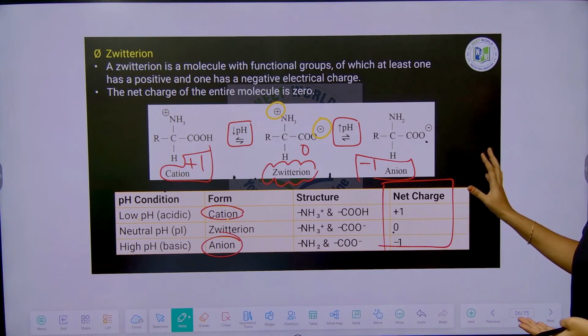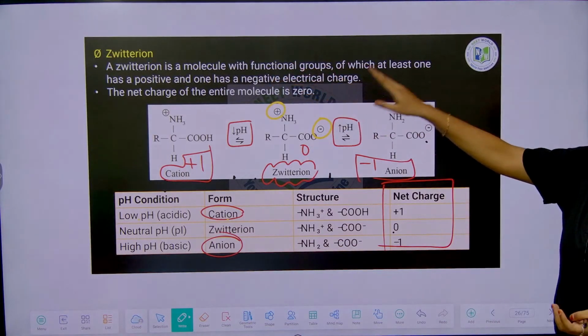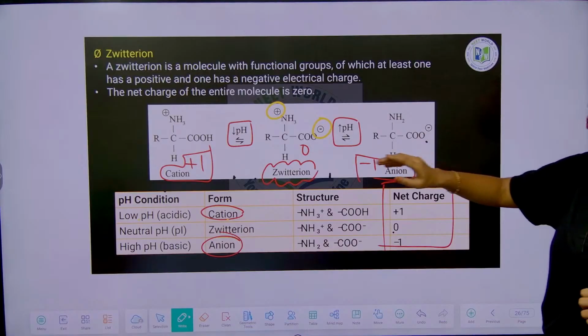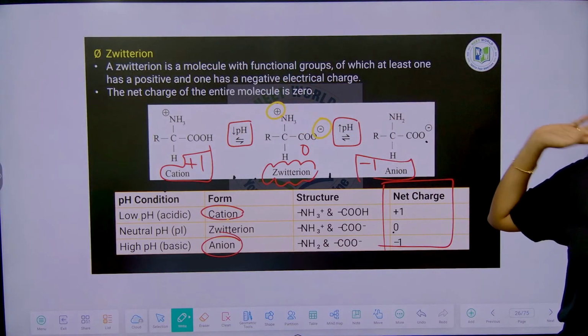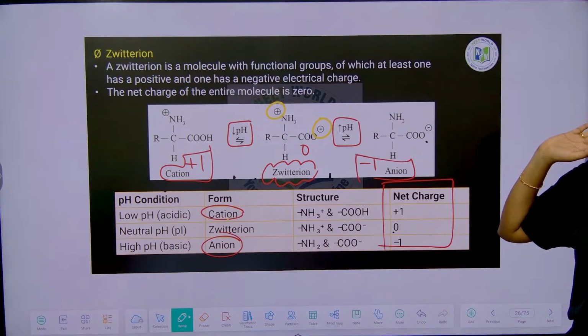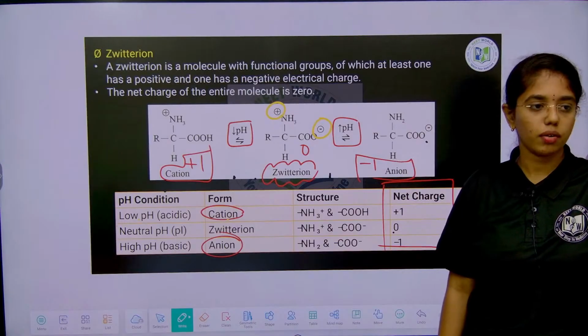Remembered with zwitterion? In simple terms, a zwitterion is a molecule with functional groups of which at least one has a positive and one has a negative electric charge. So, the net charge will be 0, right. On zwitterion also we have seen 1 or 2 PYQs of your NEET, okay.